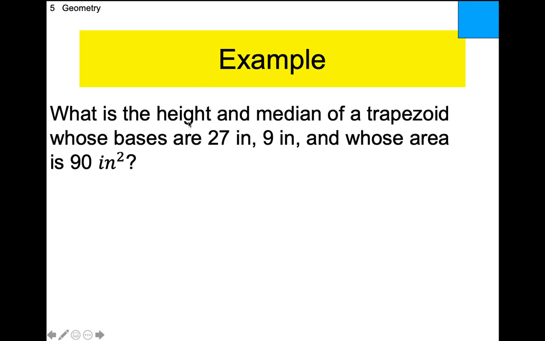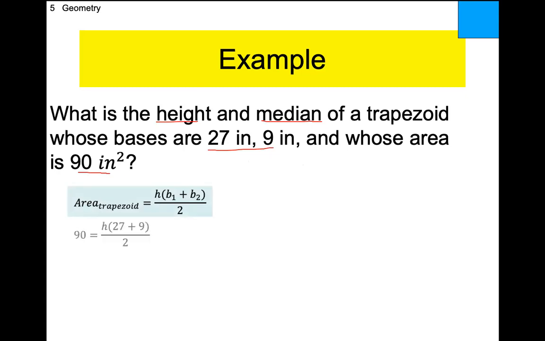Notice in this one, it doesn't say just the median. It says, tell me the height and the median. Tonight for homework, these will be the more challenging ones. So I need to find the height and the median of a trapezoid whose bases are here and whose area is here. So this is going to require the use of both formulas, right? What do you mean both? I mean this formula right here, the standard one, and the alternate one, right? Well, the alternate one, let me write it for you, was area is equal to height times the median.